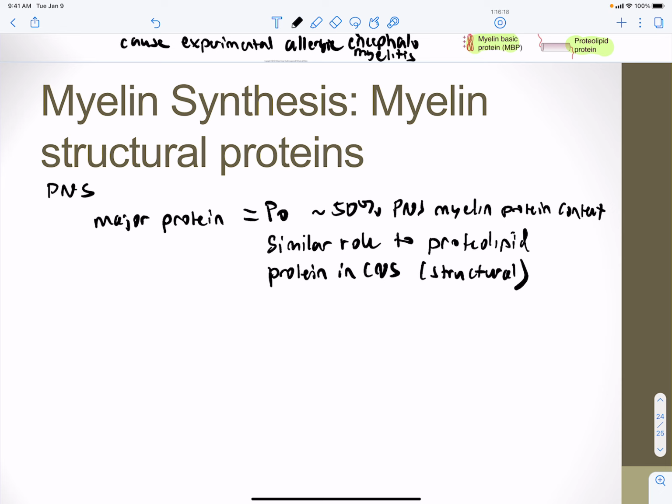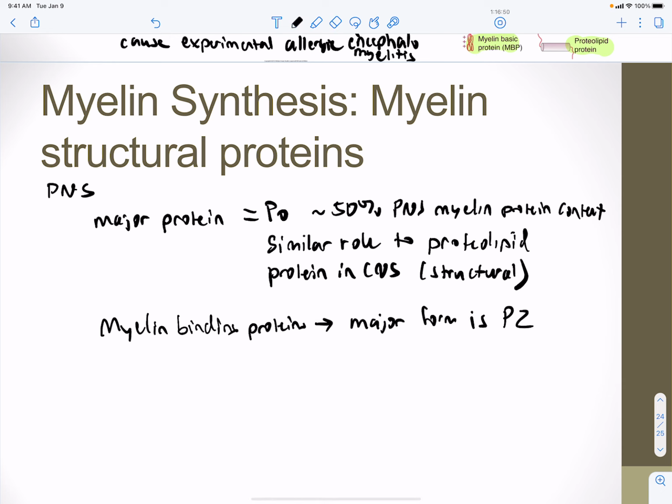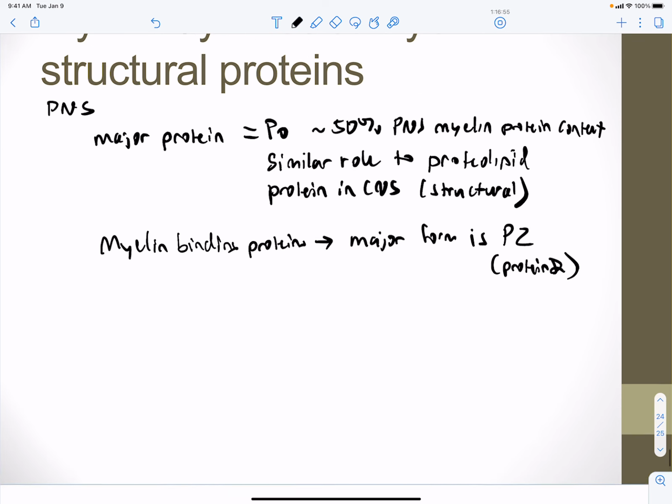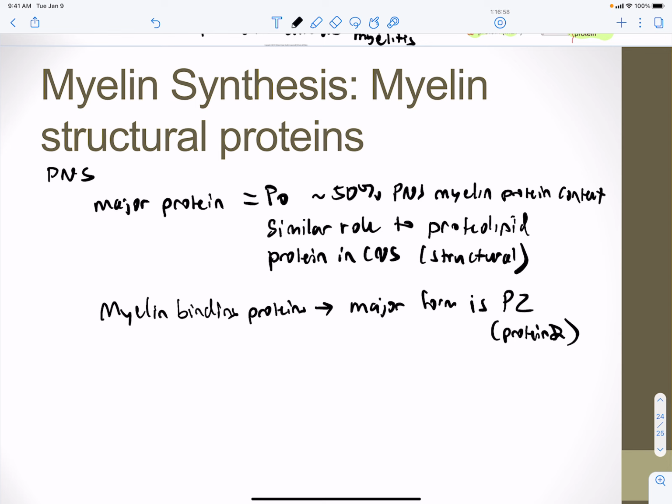Myelin basic proteins are also found in the peripheral nervous system. Major basic, thinking of immune system. Myelin basic proteins are going to be found, and the major one is designated P2. And so that's basically the peripheral nervous system. And that is the end.